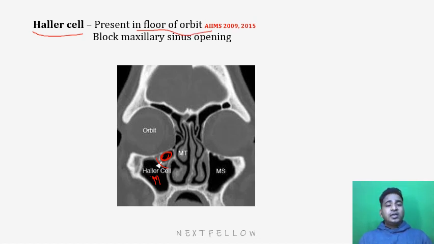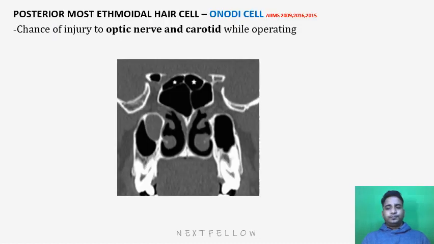And what is the importance? If this cell is larger, it can block the opening of the maxillary sinus. So suppose this is the maxillary sinus opening. By this cell, the maxillary sinus opening can be hindered or blocked.